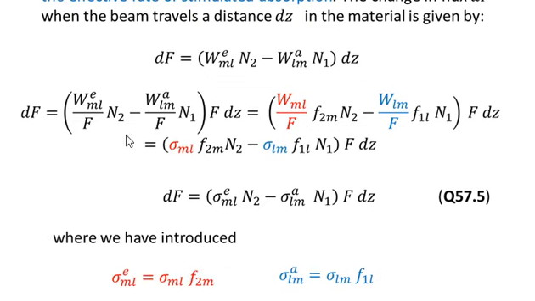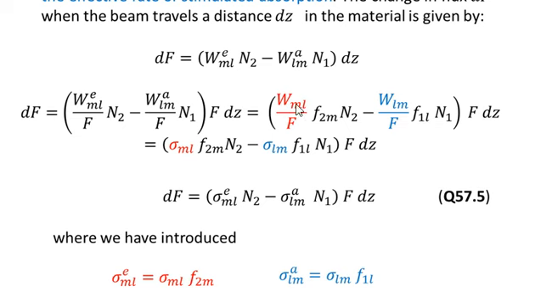Here we are doing some simple calculus. We have divided the two terms in the parenthesis by capital F, and then multiplied by capital F outside the parenthesis. In the second term we have given some color: WML over F is represented in red and WLM over F in blue. And we have represented WMLE by its full form, WML into F2M, and WLMA by its full form, WLM into F1L.